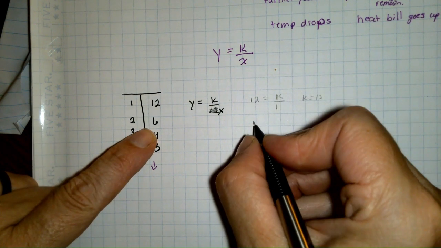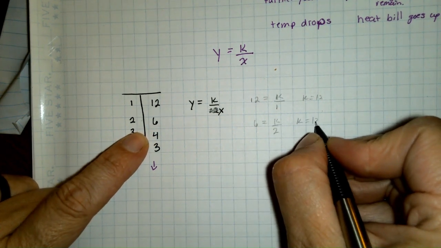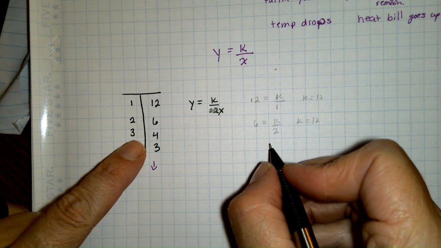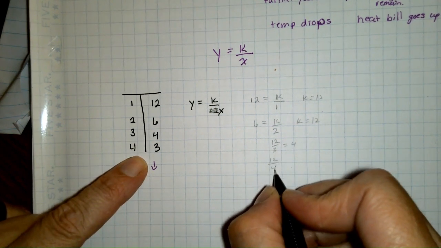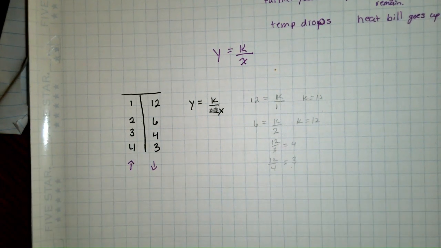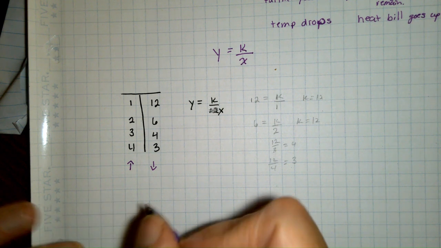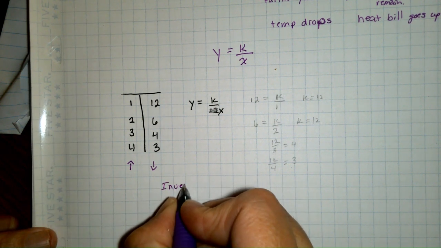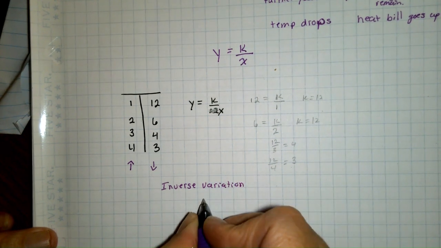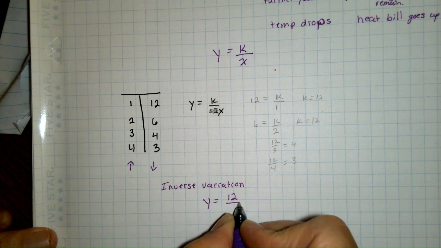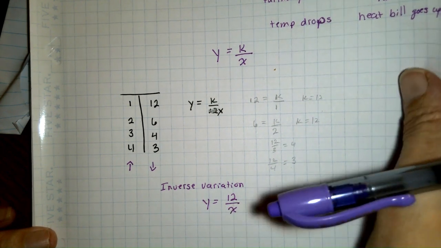Okay, let's check here. y equals something divided by 2. Hey, that's also 12. 12 divided by 3 is 4. 12 divided by 4 is 3. Hey, the k value works for all of them. That k value is 12. So yes, this is an inverse variation. And so we can write our equation, y equals 12 over x. Perfect.